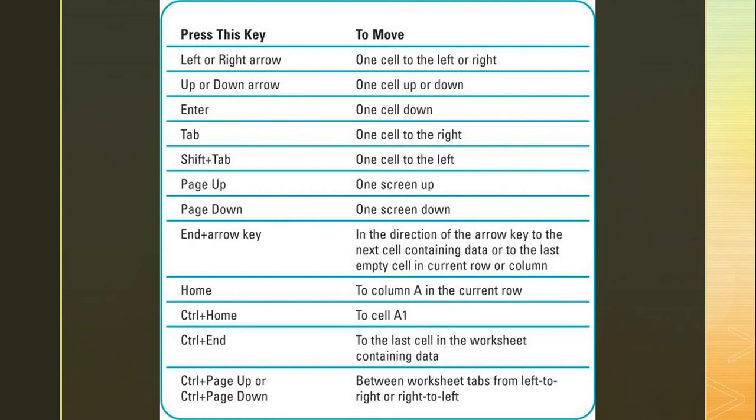If you want to move the cell pointer to a particular cell in a worksheet, you can do so by typing the cell address in the name box. By typing the cell address in the name box and pressing the enter key, you can go directly to the particular cell in a worksheet. These are some shortcut keys to move the cell pointer to a particular place.